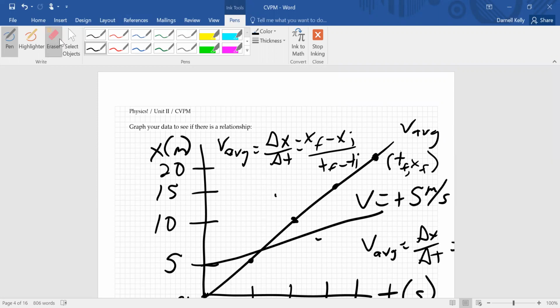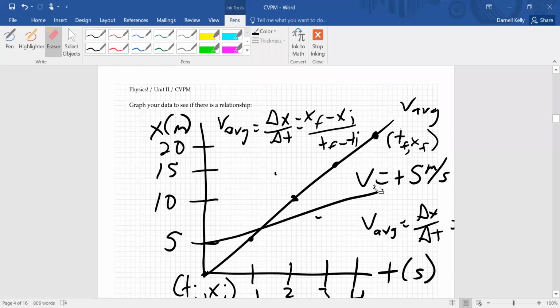Let me erase this one here, because that was just an illustration of another thing. So we plot the points as we did in our math classes, 1 to 5, 10 to 2, 15 to 3, 20 to 4, and then we drew a line of best fit. Physically, this line of best fit is your average velocity.